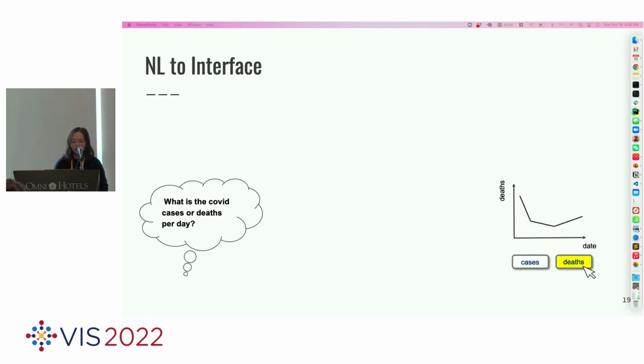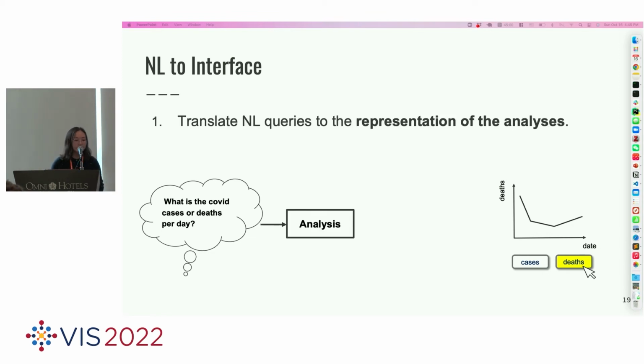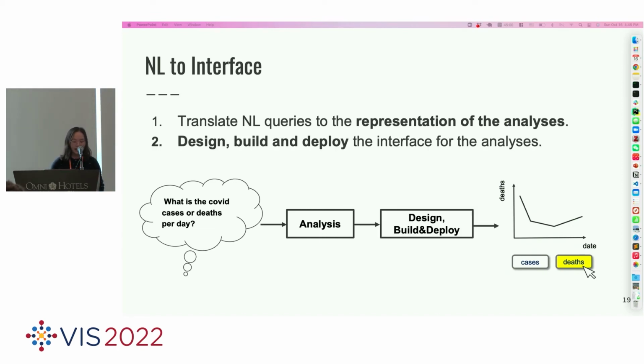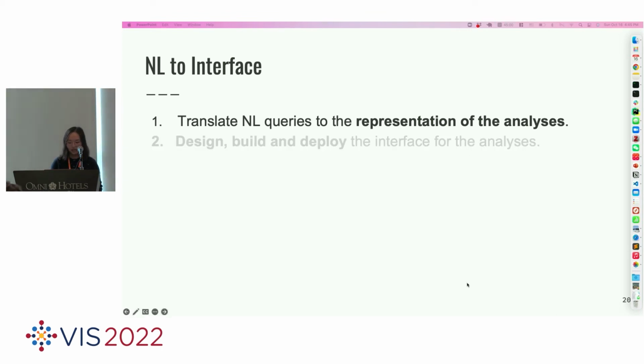So technically, to translate NL queries to interface, we need to automate 2 steps. First is to translate the NL query to the representation of analysis. And the second is to design, build, and deploy the interface for the analysis. So let's dive a little bit into the first step here.